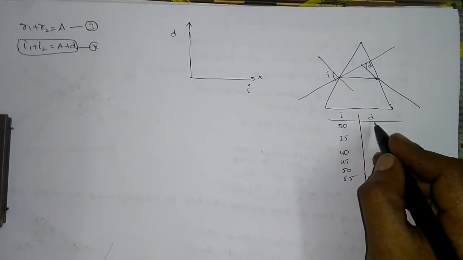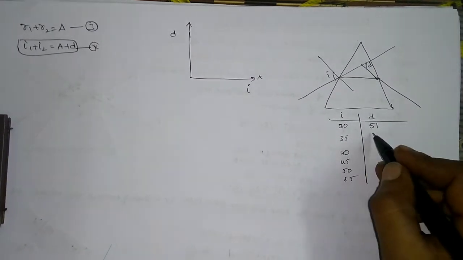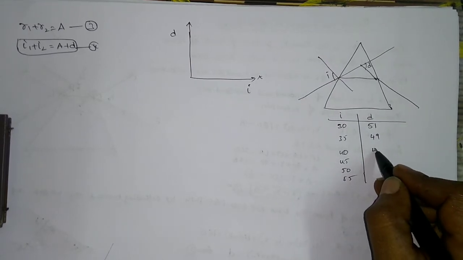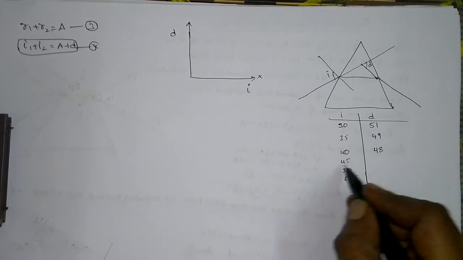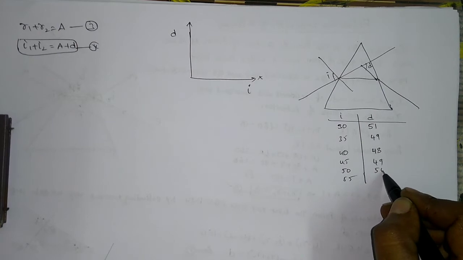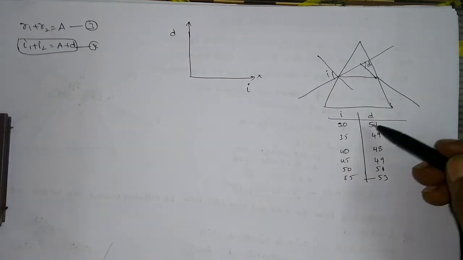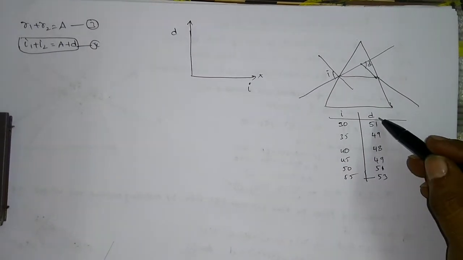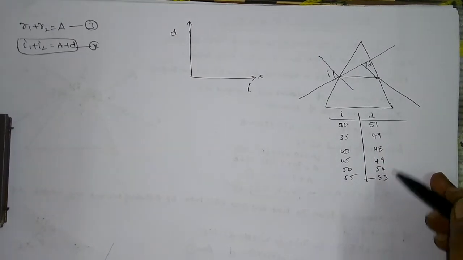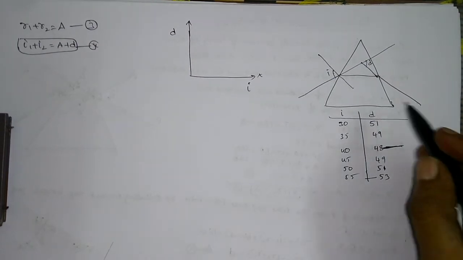So the D value, for example, at 30 degrees will be around 51. Let us say at 35, it will be 49. At 40, it will be around 48. At 45, it will be 49. At 50, it will be 51. At 55, it will be 53, like this. That means if I value increases, D value decreases to a particular value and then increases. That means at this point, at 48 degrees, the angle will be minimum.